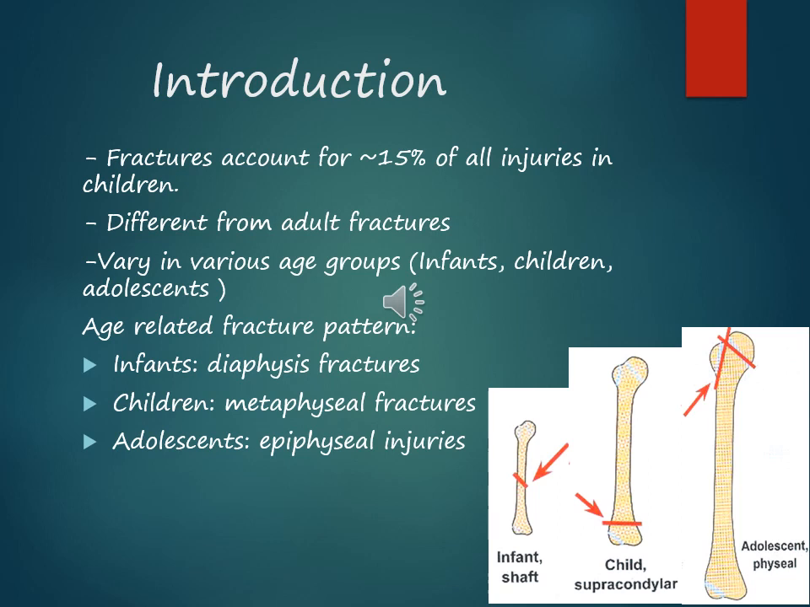As you know, in children, we have growth plates, and that gives us specific areas in long bones. We have growth plates near the ends of the bones with epiphyses on the articular side and metaphyses on the other side. And the midshaft is called the diaphysis. Generally speaking, in infants, fractures affect the diaphysis. In slightly older children, fractures happen in the metaphyses. And in adolescents, you can get epiphyseal fractures.